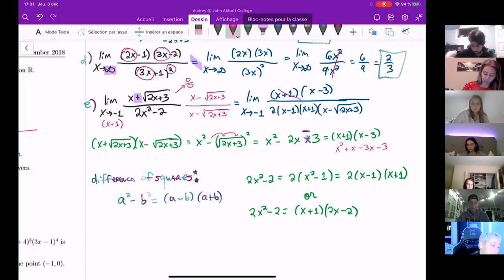And then cancel out my x plus 1s. Are there any questions about the difference of squares and the factoring that we just did there?